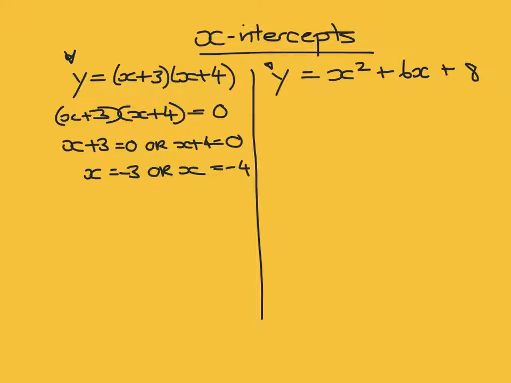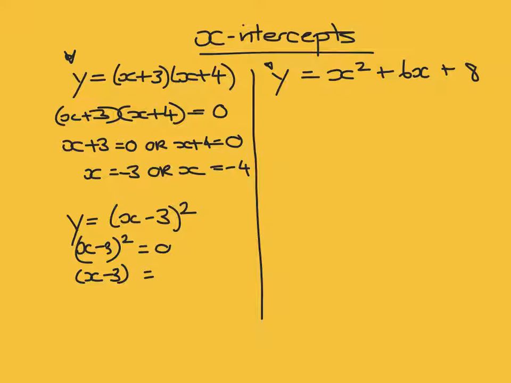So when we've got examples like this, let's do one more. If we have y equals (x take 3) all squared. Now this time we've only got one bracket, and that's absolutely fine. Again, we just go, well, that means that (x take 3) all squared is equal to 0. To get rid of a square, we square root. So that means x take 3 equals the square root of 0, which is just 0. So x take 3 equals 0, so x equals 3.